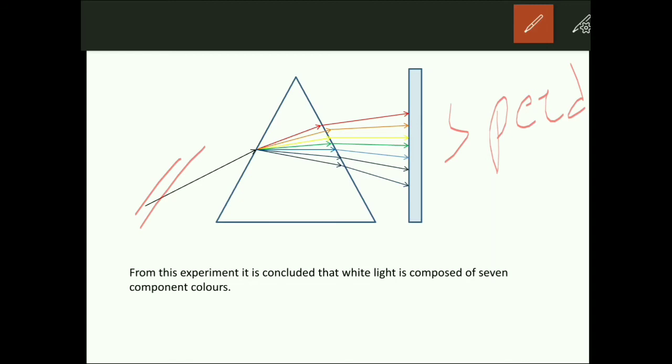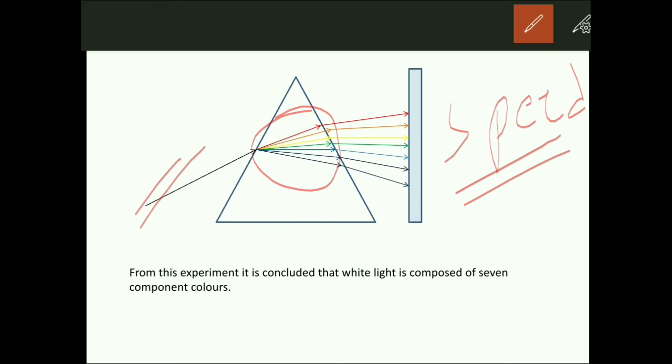But as soon as it enters the medium, the light will have different speeds. Different colored light will have different speeds, and the different components will deviate by different amounts. So the main reason is the speed of light. Because of the different speeds of the different colors, light will deviate by different amounts when it passes through the prism.